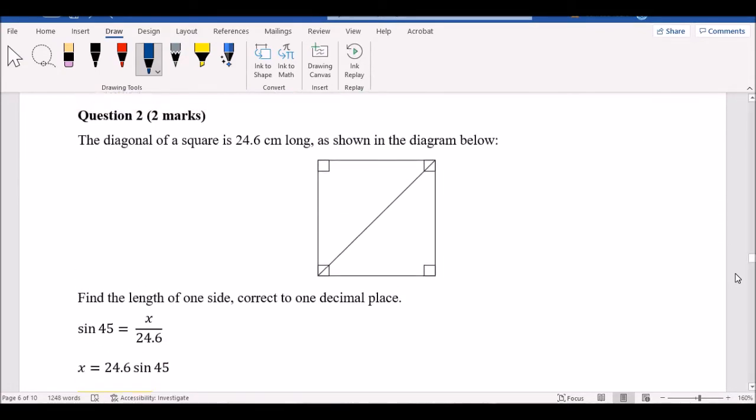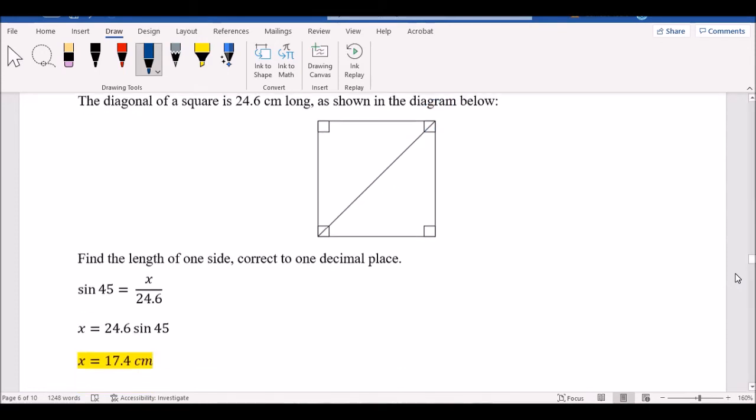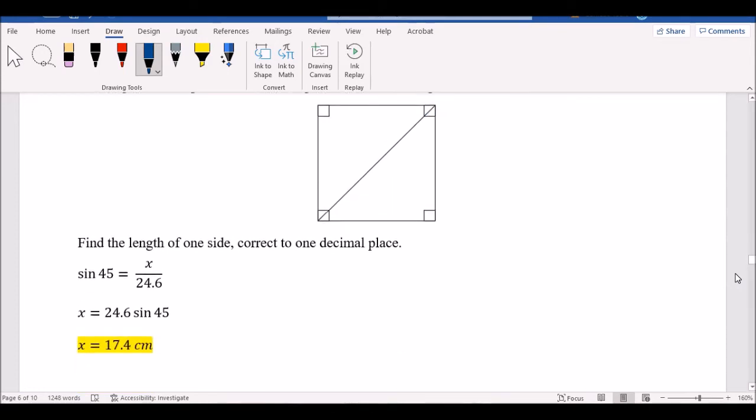This next one's a bit tricky. But it's a square and it's told you the diagonal length there. What you have to do for this question is you want to split it in half, or at least work with just half of the square. Work with only half of the square.